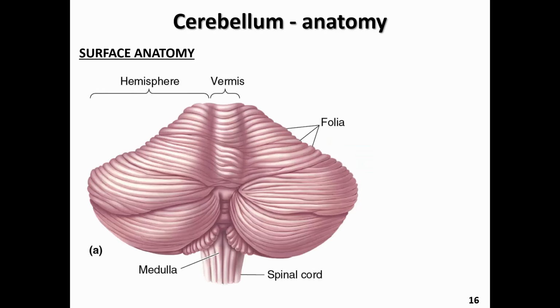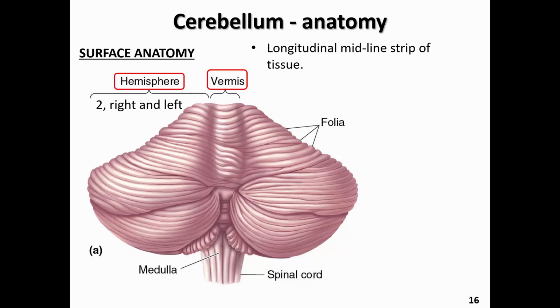When we take a look at the surface anatomy from the posterior view of the cerebellum, we notice a similarity with the cerebrum in that the cerebellum has two hemispheres, both a right and a left hemisphere. The hemispheres here, as opposed to the cerebral cortex, which is separated by a fissure, are separated by a continuous tissue called the vermis. And that's a longitudinal midline strip of tissue that's consistent with the hemispheres. And the vermis divides the cerebellum into right and left hemispheres.